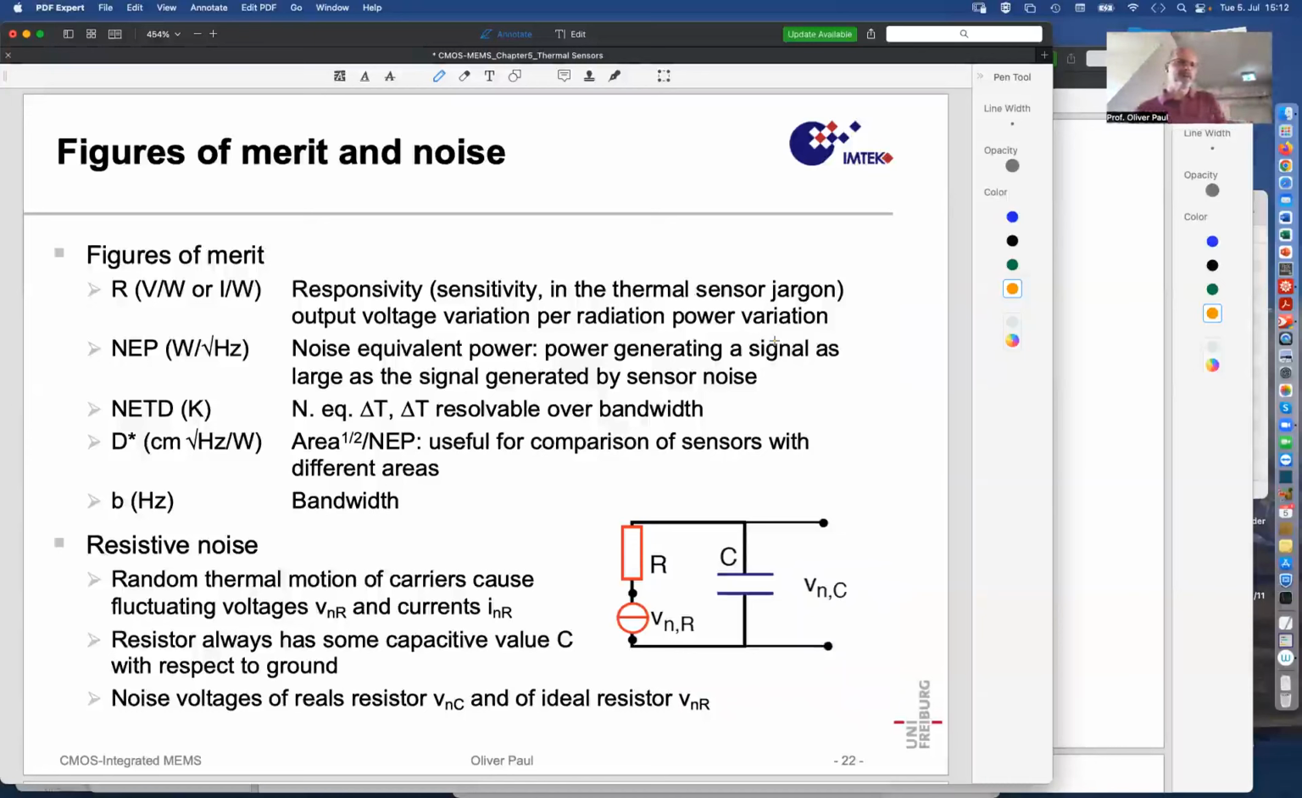So what people very often use as figure of merit is the responsivity, and it's written R. You can also call it S, sensitivity. It's the output signal per incoming radiation power, per absorbed radiation power. Volt per watt, or ampere per watt if the output of the system is a current. Then we have the noise equivalent power. So let me explain that in more detail with a graph.